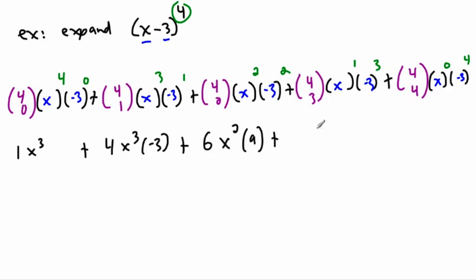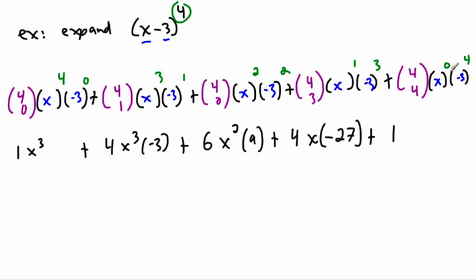Plus this one here is 4 times x to the power of 1 times negative 3 to the power of 3. Well, this is negative 3 times negative 3, which is positive 9. And that times negative 3 again gives me negative 27. Remember, I have a negative base to an odd exponent, so I know my answer is going to be negative.